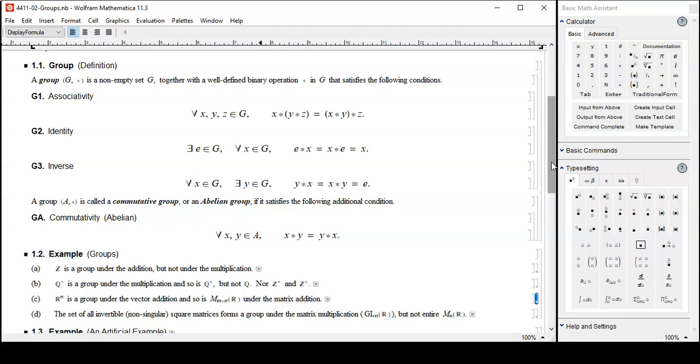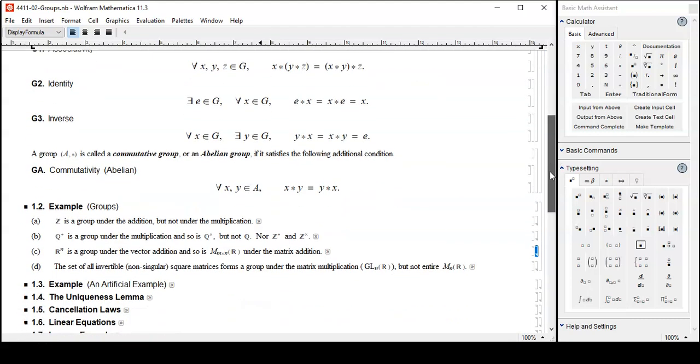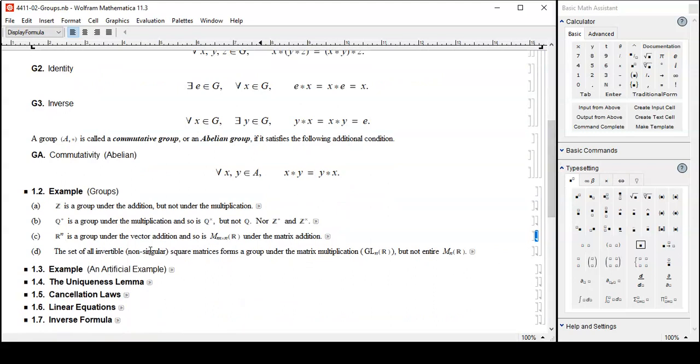I hope everybody went through linear algebra. So let's go. The set of all invertible, or in other words, non-singular, square matrices forms a group under the matrix multiplication. We call it the general linear group of degree n. The name is not that important for our purpose, but it's nice to know. But if you consider entire square matrices, all square matrices with real entries, then the answer is no.